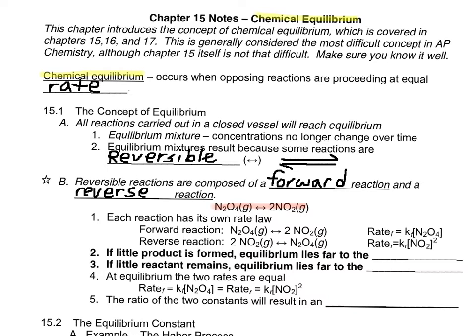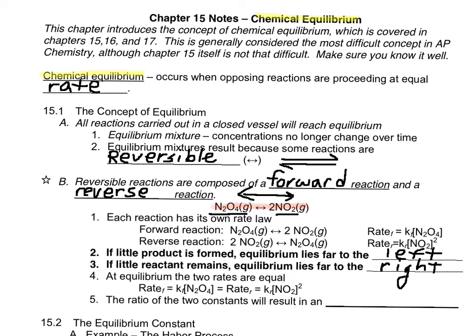Alright, so if you're going this way the most, you're forming a whole lot of this stuff, we tend to say that the reaction lies far to the right. Or if you're going the other direction, making a whole lot of this, then we say the reaction lies far to the left. You want to make sure that you are pretty familiar with the terminology involved here: forward reaction, reverse reaction, equilibrium lying to the right, equilibrium lying to the left, because you're going to be using this terminology a lot.